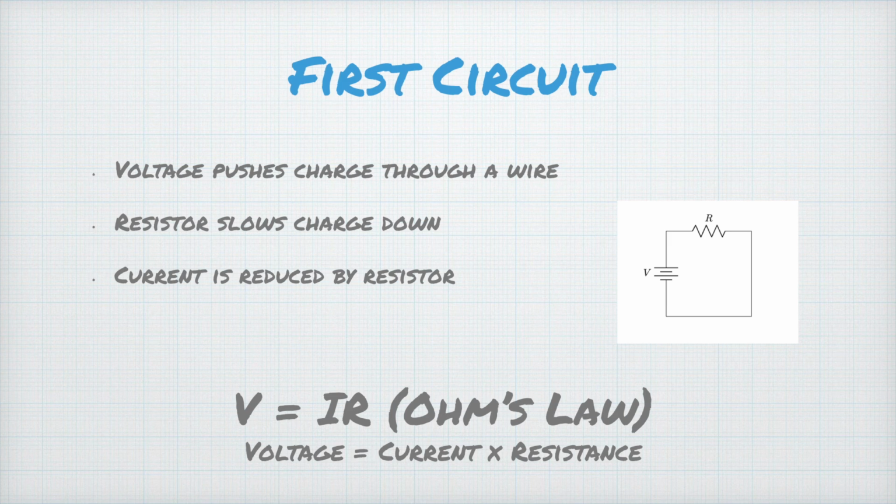Let's say we knew the current and the resistance, but we didn't know the voltage of the battery. We could use Ohm's law to figure out the voltage across the resistor, which would be I times R, and this is the same as the voltage in the battery.